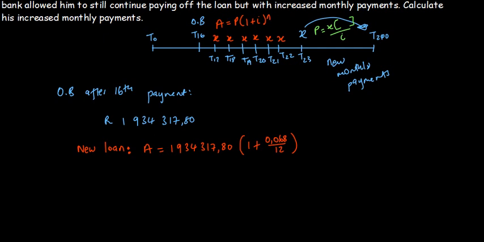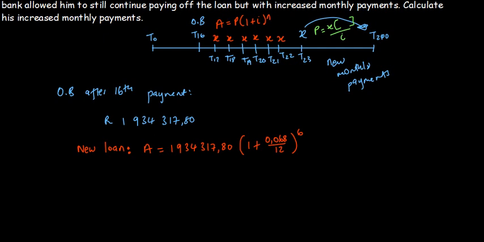How many missed payments are there? 1, 2, 3, 4, 5, 6. Oh, to the power of 6. Just like we said when we started the lesson, you increase the loan according to the missed payments. That's what you do here.